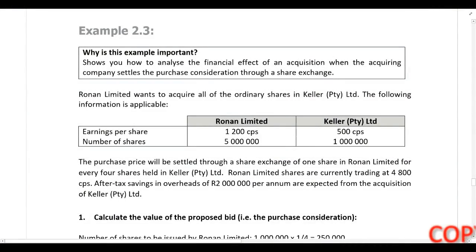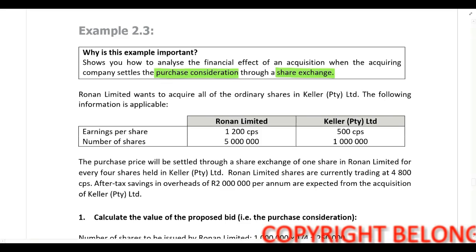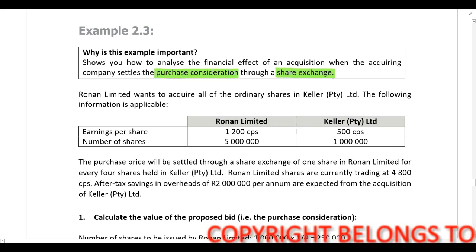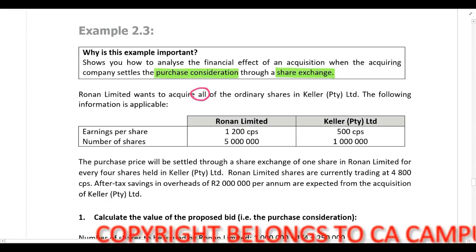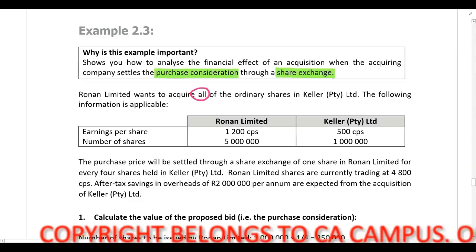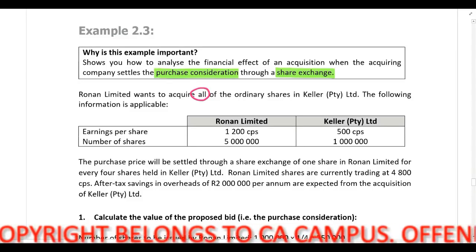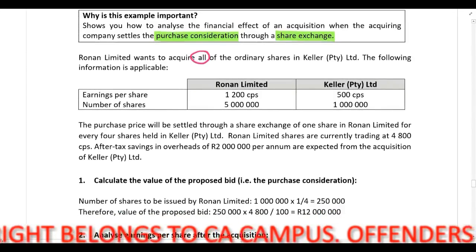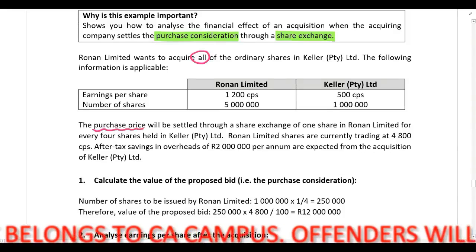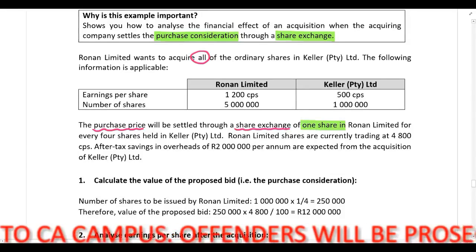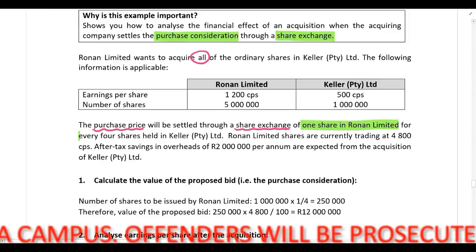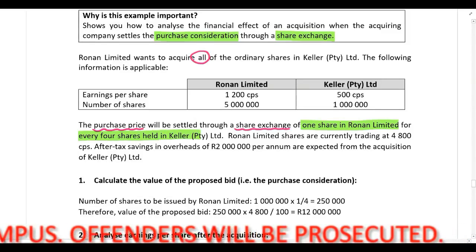Then in lecture example 2.3, the acquiring company is going to settle the purchase consideration through a share exchange. So let's read through the information provided. Ronan Limited wants to acquire all of the ordinary shares in Keller Pty Limited, and the following information is applicable. So we've got the earnings per share as well as the number of shares in both companies. The purchase price is going to be settled through a share exchange of 1 share in Ronan Limited for every 4 shares held in Keller Pty Limited.